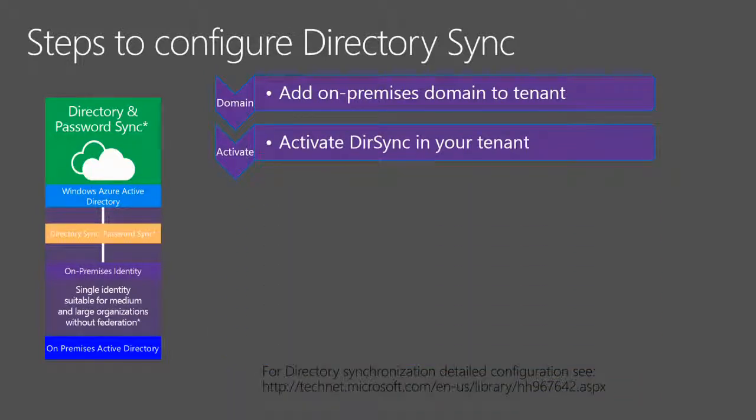You then activate directory synchronization. And this is a straightforward button. You just click the button, wait for a bit of time, and synchronization is active. The Office 365 tenancy is awaiting some input. It's ready to be synchronized.